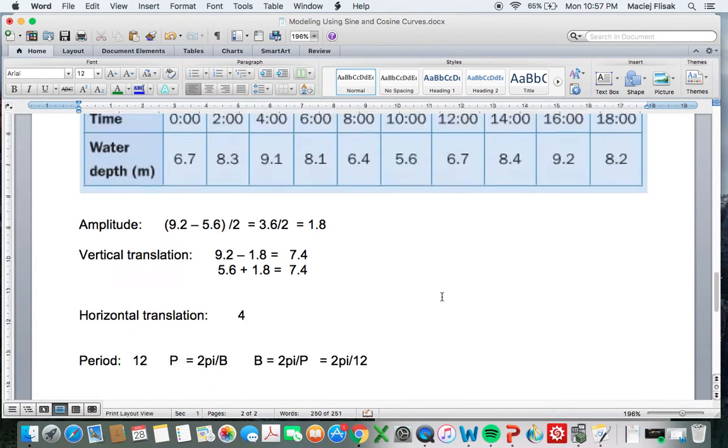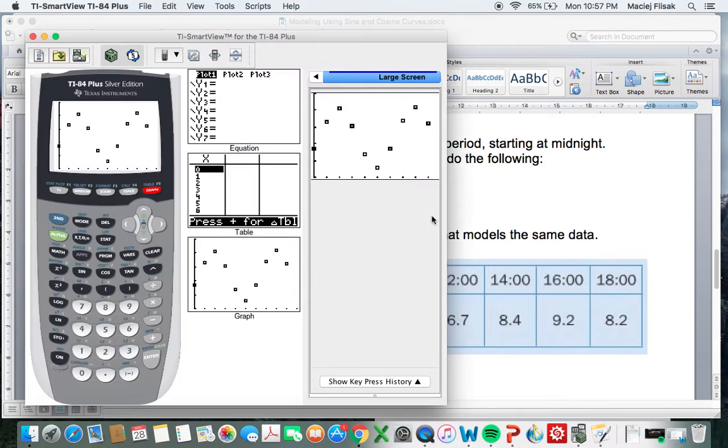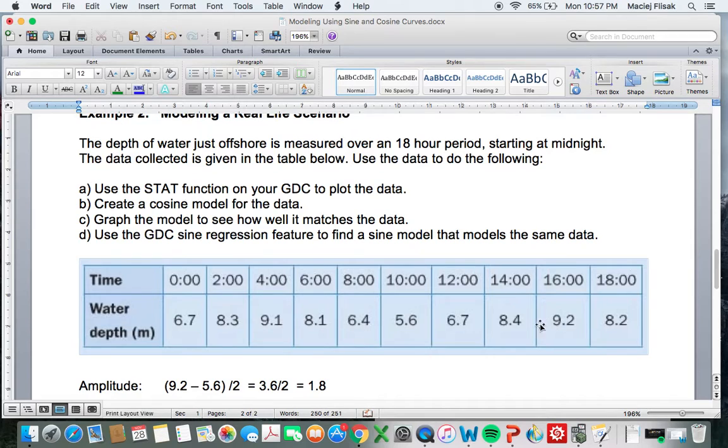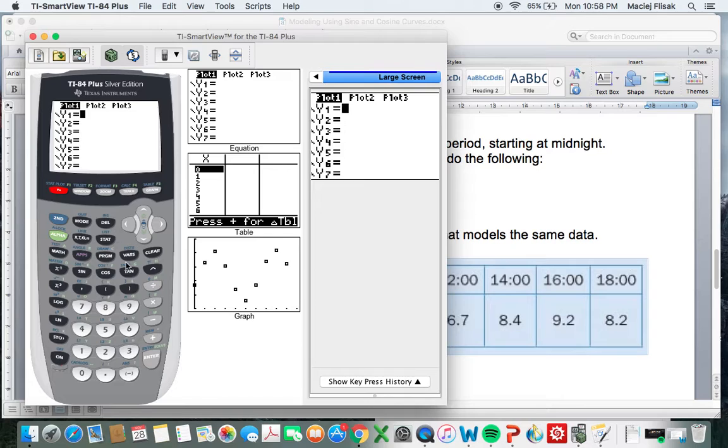And now we're going to graph it. The next step says graph the model to see how well it matches the data. Again, we saw some of the points were a little bit off, so let's see how close it is. So let me go to here. I'm going to enter that model.